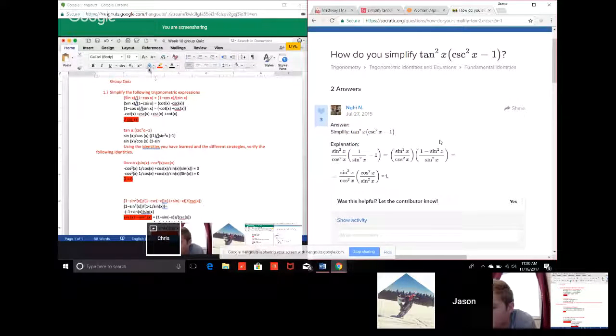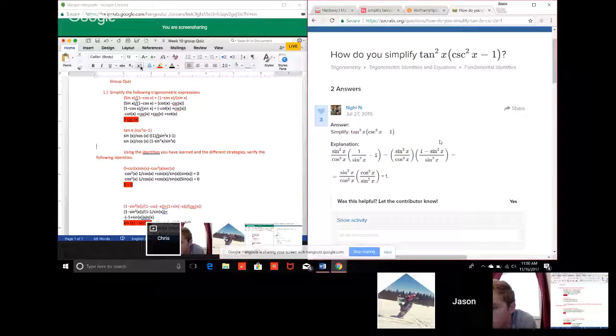It's 1 minus sine squared x over sine squared x. And then that can simplify down into cosine squared, just so we're showing our steps. That same thing can simplify to this, where it's cosine squared x over sine squared x.